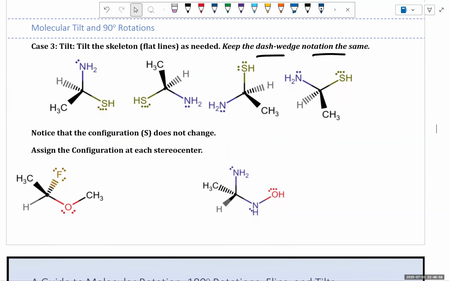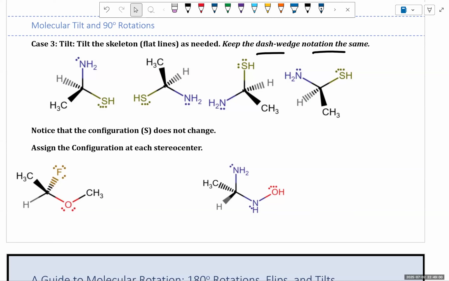So let's do some practice and assign the configuration at each stereocenter. I would encourage you to make a model of each of these compounds, as it can be a very useful tool to assign the configuration at each stereocenter. So take a few moments, work through this example, and then we'll discuss these two examples momentarily.